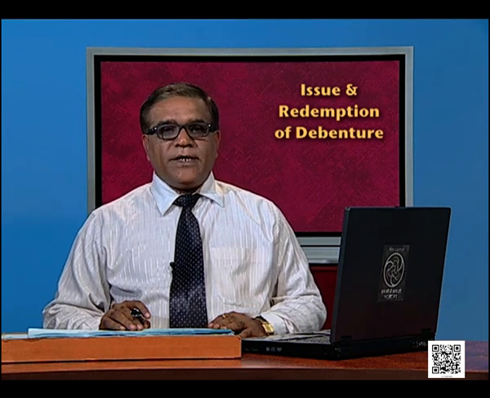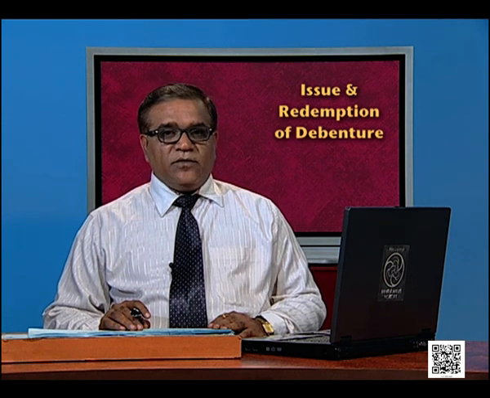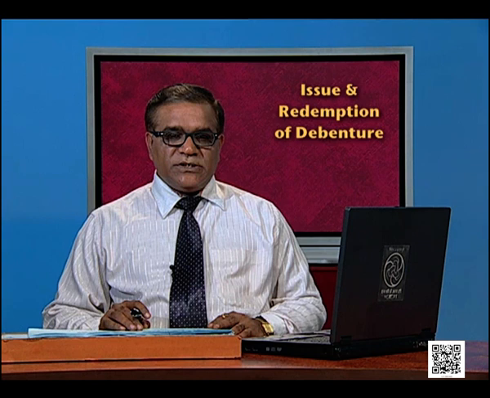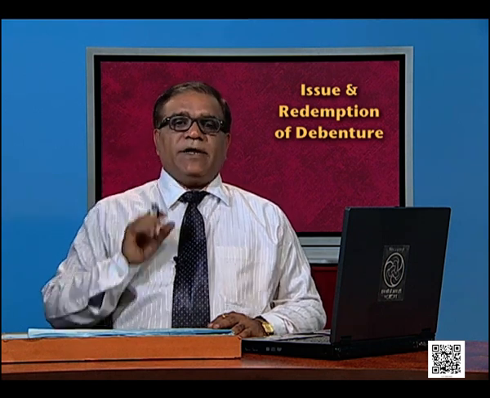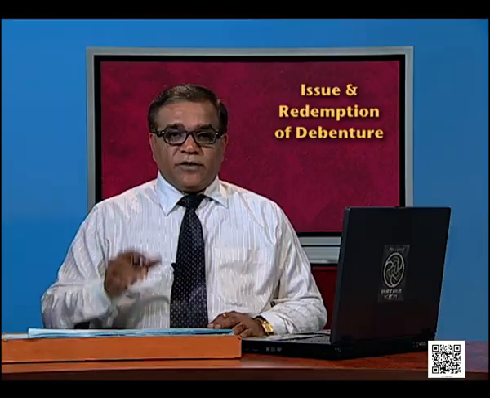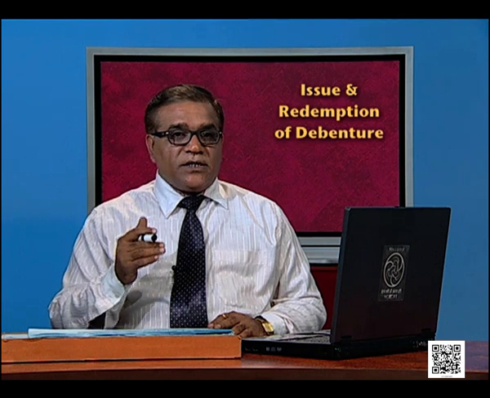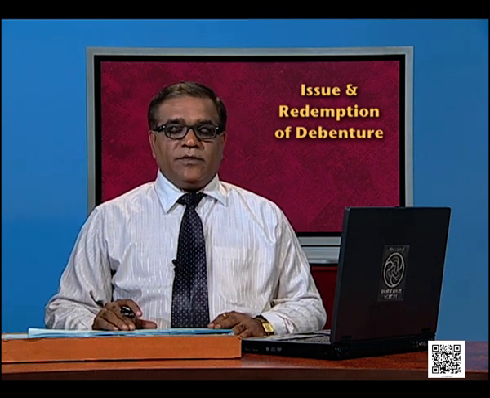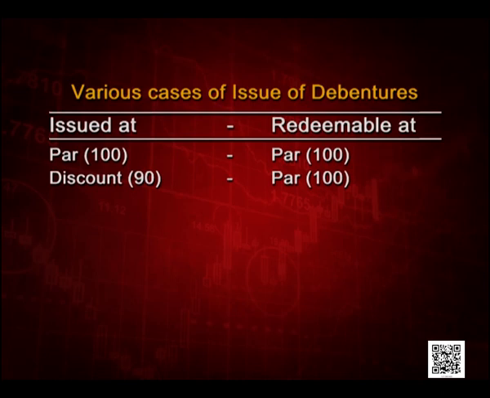Let us examine what entries are to be done in case of issue of debenture. Let us see various cases of issue of debentures with redemption point in our mind. The first point can be issued at par, redeemable at par. Suppose a debenture is of rupees 100, we are issuing at par and redeeming at 100. So, what will be the entry in that case? First of all, I will tell you all the cases, what are the possible cases. Second case can be issued at discount, redeemable at par, that is 90 issued and redeemable at 100.